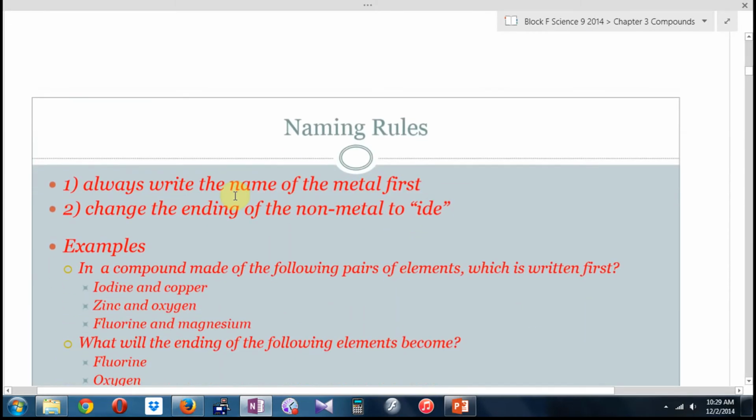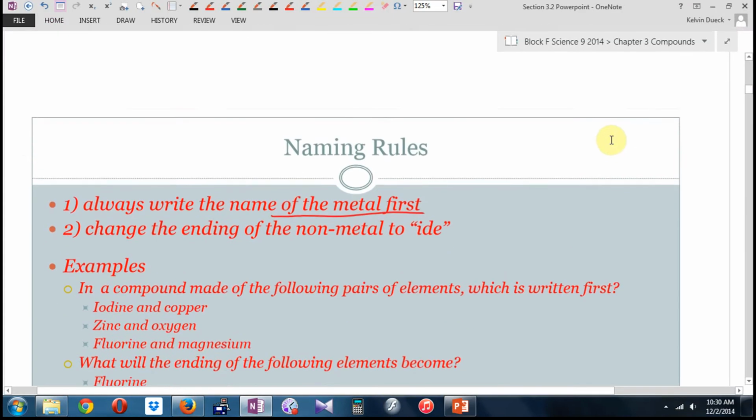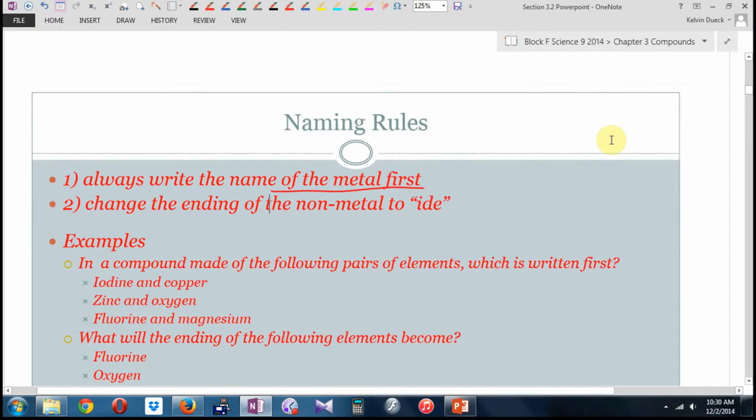Naming rules. So here's what we have. Rule 1. Write the name of the metal first. Rule 2. Change the ending of the non-metal to "-ide". Okay?